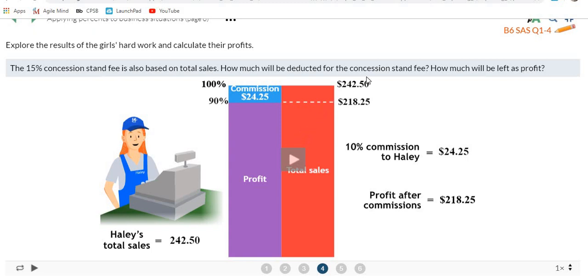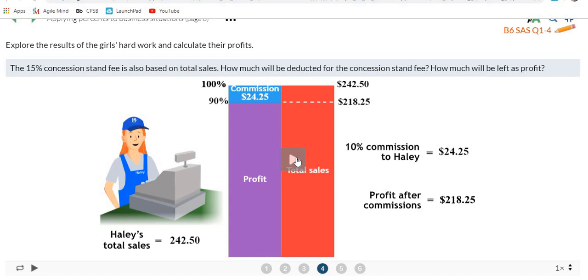the total sales. Well, some people are confused as to if $242.50 is my total sales, or is $218.25 my total sales. Total sales is everything, nothing deducted. So it's your grand total amount with nothing taken out. So both are using this grand total amount. I'm not using this $218, even though I just found that as Haley's commission. Now I need to use that to find the 15% concession stand fee. So I'm using this amount.